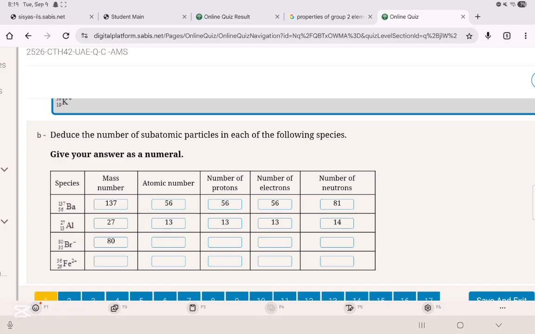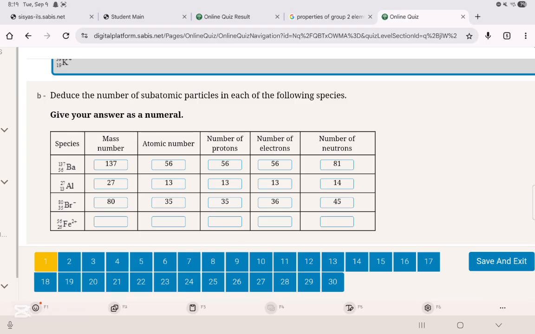Now, what's the mass number here? It is 80. What's the atomic number? It's 35, which is the same as the number of protons, 35. And now the number of electrons is the atomic number, 35, minus the charge. So here it's going to be 35 minus 1, which is, 36. So this is 36 electrons. And now finally, the number of neutrons is 80 minus 35, which is 45. Let's move on to the next one.